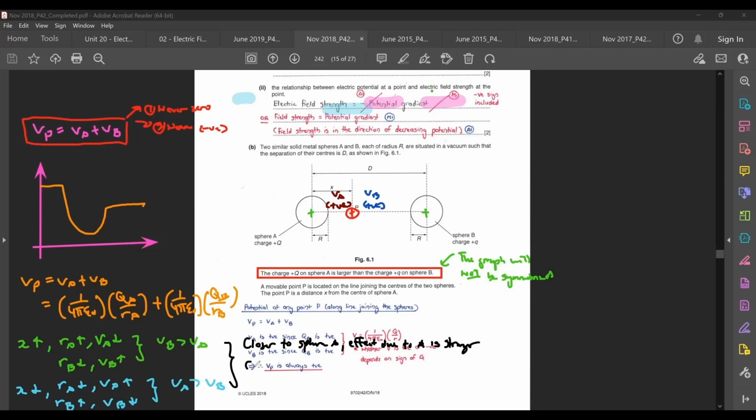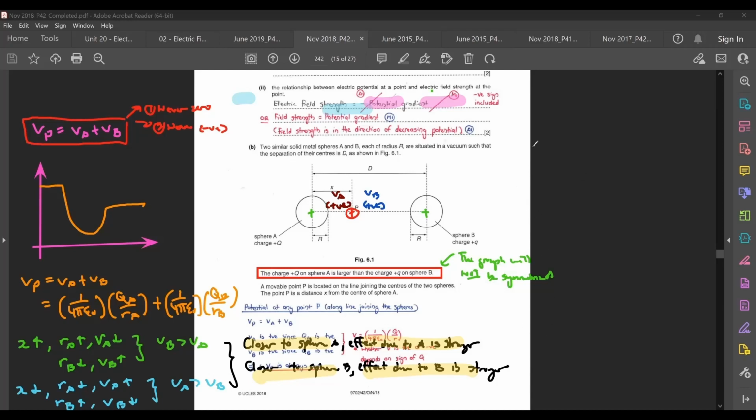Okay. And then closer to sphere B, the effect due to B is stronger. Okay, so this is what I can kind of conclude. The more I go towards sphere A, the effect due to A will be stronger. The more I go towards sphere B, the effect due to B will be stronger. Okay, so just take that in mind. And then after that, let's just consider this.